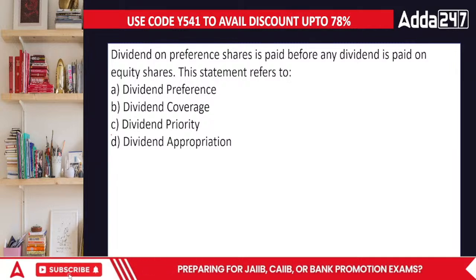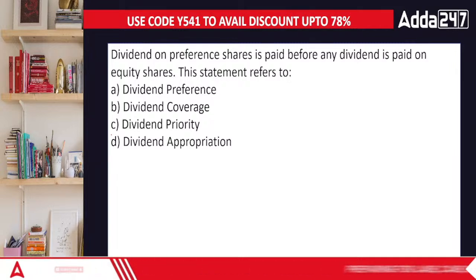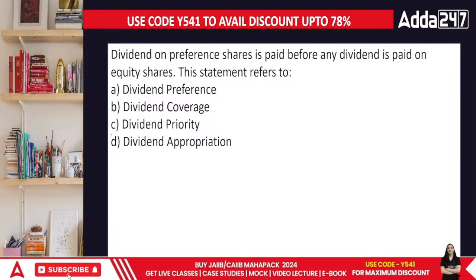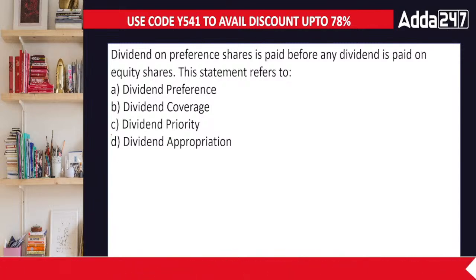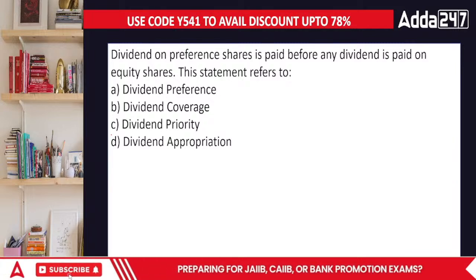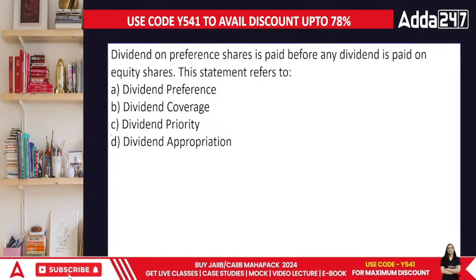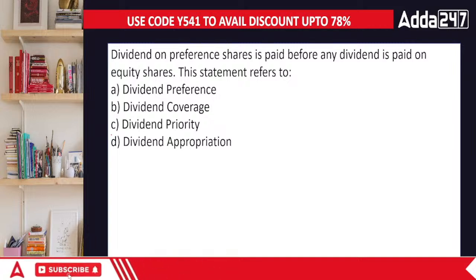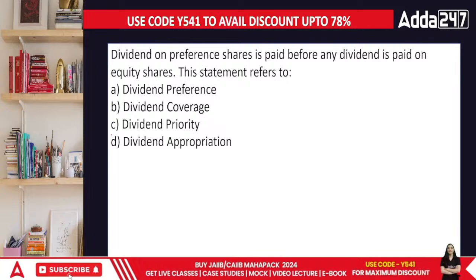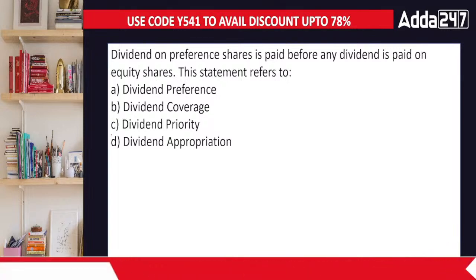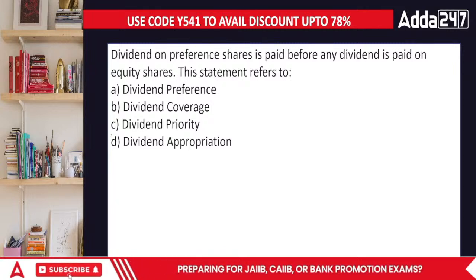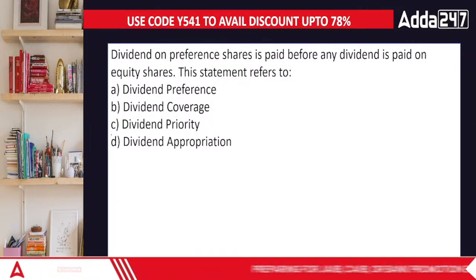Dividend on the preference shares is paid before any dividend is paid on equity shares. The statement refers to dividend preference, dividend coverage, dividend priority, or dividend appropriation. What's the answer? Preference shares are paid before equity only. The point is that in terms of preference shares, they are always having this specific advantage. Okay?